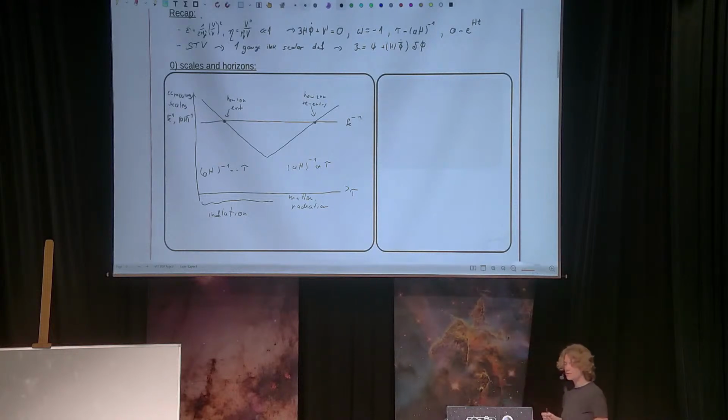So what we'll be talking about today is the left-hand side of this plot, basically up until this point. So how these fluctuations are generated during inflation at small scales, how they get pushed outside the horizon, and how they behave then once they are outside the horizon.